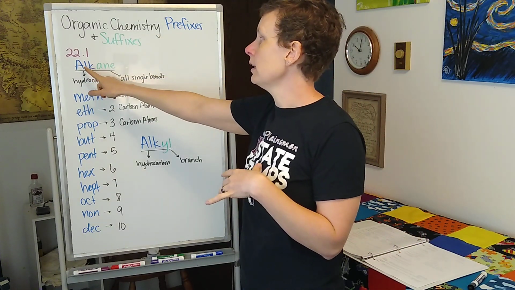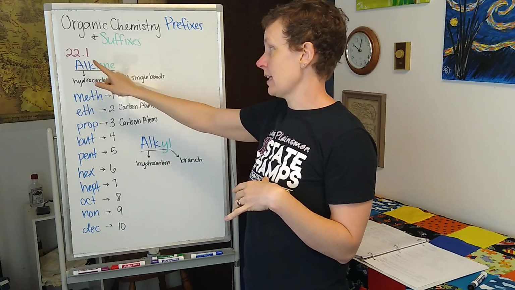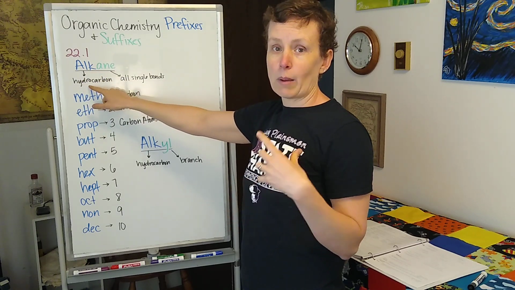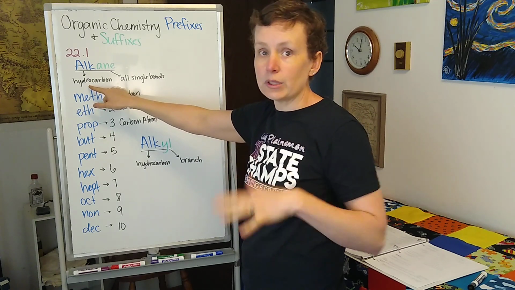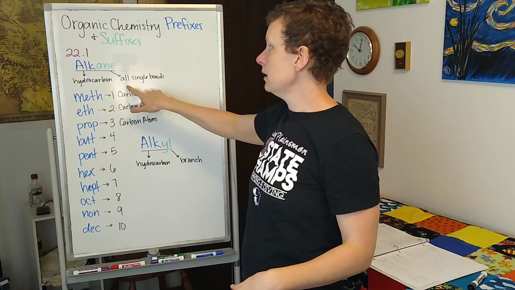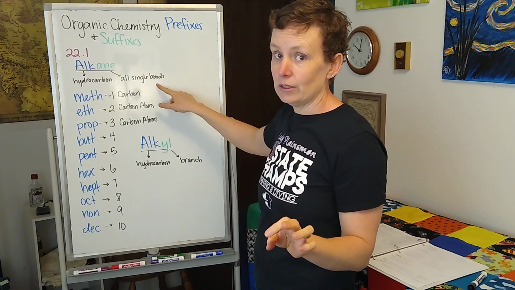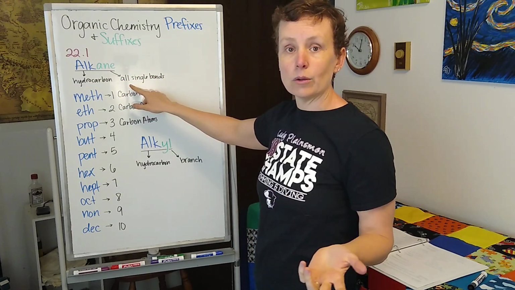And in 22.1, you learned about alkanes. Well, alkane is a prefix and a suffix. A-L-K always means a hydrocarbon, which, if you remember, is made of only hydrogen and carbon. So anything that's made out of only hydrogen and carbon is a hydrocarbon. Okay, A-N-E is all single bonds. So an alkane is a molecule made of only hydrogen and carbon, and it has all single bonds.